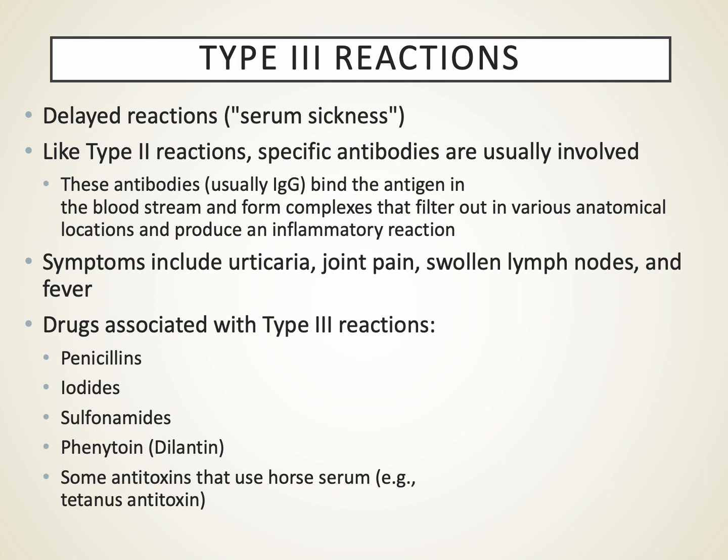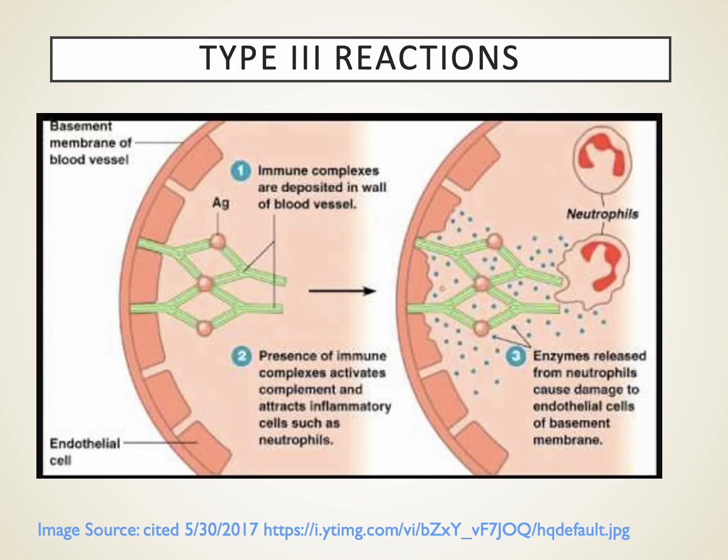Type 3 reactions are referred to as serum sickness reactions, and they, in some ways, are like type 2 reactions. They can involve complexes, antibody complexes, being deposited in the skin, in the joint, in the lymph nodes, and can be associated with fever. There's a fair number of drugs that are associated with this, including, rarely but happening, the penicillins and the sulfonamide antibiotics. Here's a graphic of what those deposits look like. These immune complexes deposited in tissue can cause vasculitis, and they can cause other irritation to localized tissue.